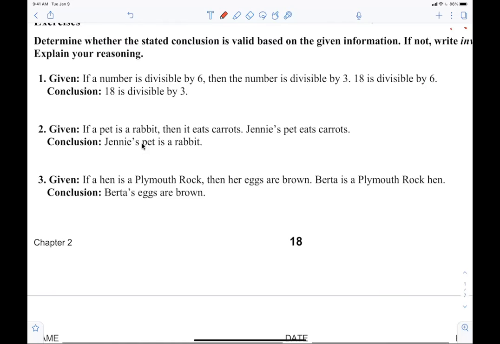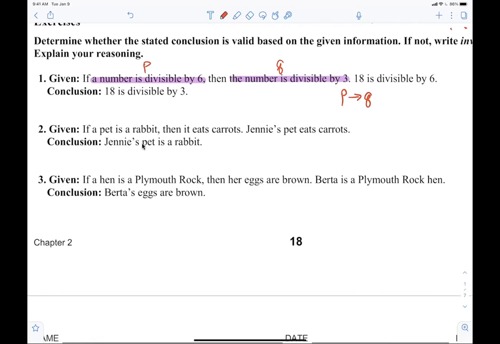So what I like to do is, if a number is divisible by 6, what letter is that? P. Thank you for participating. Then the number is divisible by 3. What is that? Q. We're just writing it down. If you want, or you can just really concentrate and listen. I don't care about writing it down. Some of you are okay with writing notes; if you don't want to, you're just really concentrating, and I'm really happy with that. So now we would write: if P, then Q.